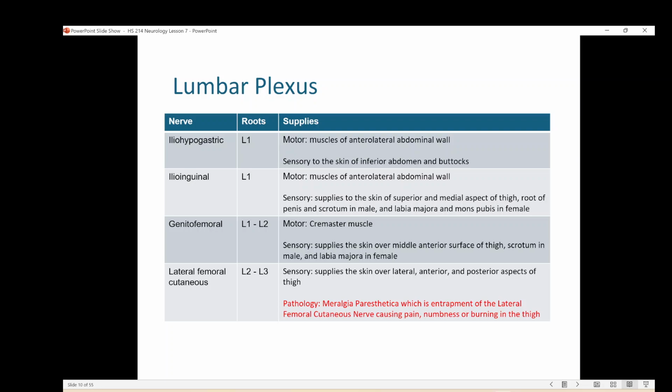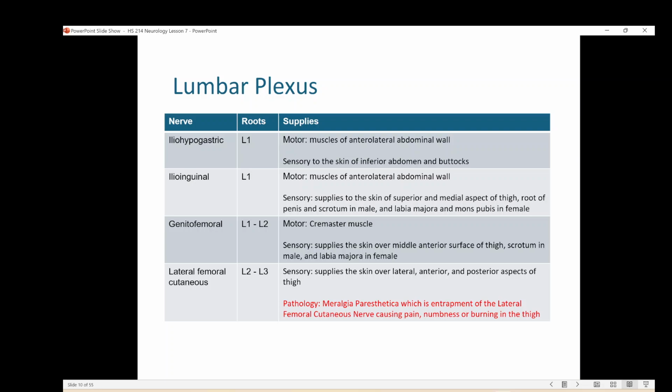Coming out at the same level is the ilioinguinal. This is going to do motor to the muscles of the anterior lateral abdominal wall, just like the iliohypogastric, but sensory is going to be to the skin of the superior and medial aspect of the thigh, so it is going into the lower limb, the root of the penis and the scrotum in the male, and the labia majora and the mons pubis in the female.